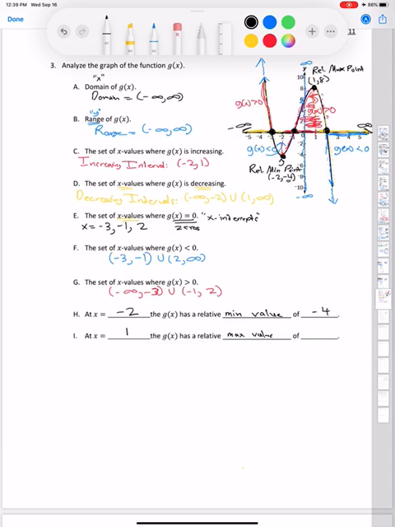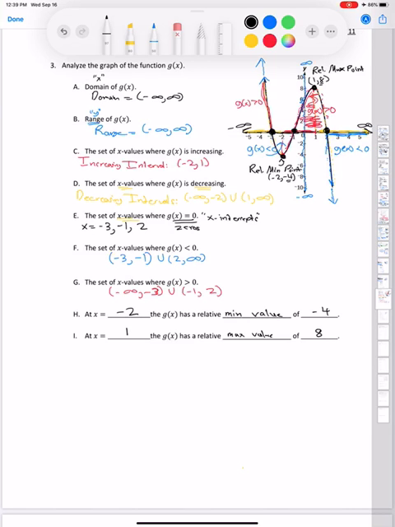All the other points to the left and right are below that point, right? That's a relative max. Not the absolute max, not the highest point. That graph goes up forever. That left tail keeps climbing up. But relative to that part of the graph, we have a max value of 8. What's that y-coordinate? That's the value, the output. So at x equal 1, we have a max value of 8. So two relative extrema with that one.